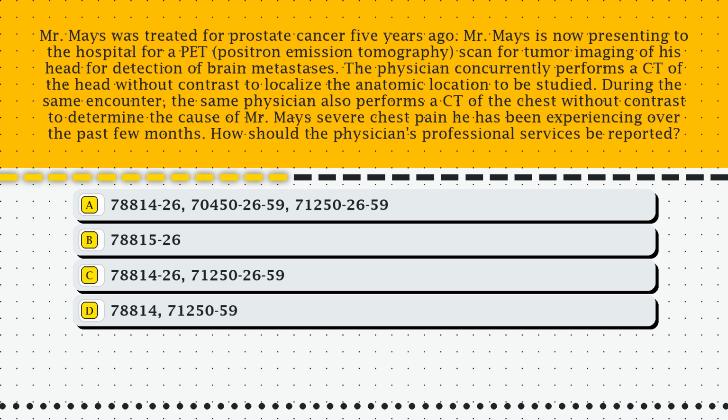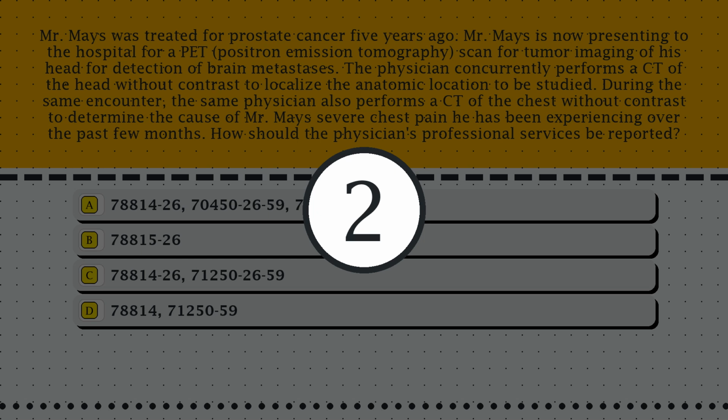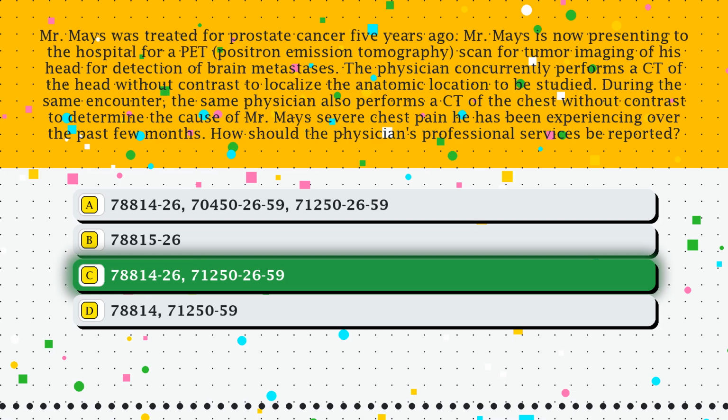Option A, 78814-26, 70450-26-59, 71250-26-59. Option B, 78815-26. Option C, 78814-26, 71250-26-59. Option D is 78814, 71250-59. The correct answer is option C, 78814-26, 71250-26-59.